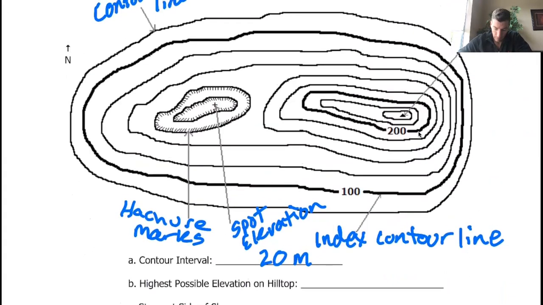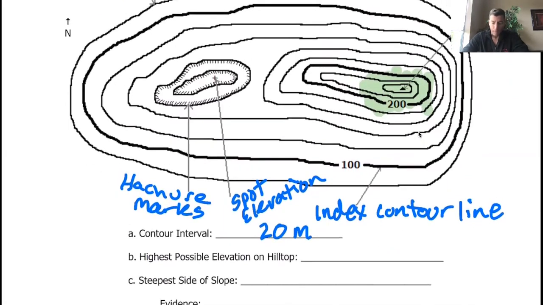Now, the hilltop we're talking about, and I'm going to kind of shade this, let's go with green, is over here. This is your hilltop. So we want to figure out what the highest possible elevation at the top of that is. So here's how we do it. Remember when we just found the contour interval? Well, if this is 200, this bold-faced one right there, the next one up would be 220. And then the next one up from that, this little guy right there, would be 240.